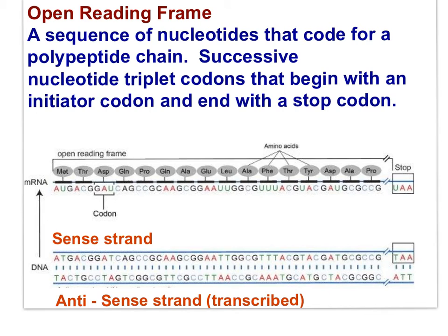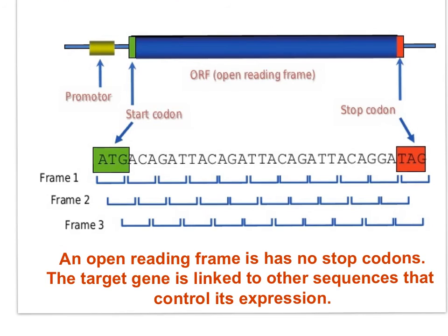Open reading frames constitute the target gene in the building of transgenic organisms. Scientists hunt for genes by looking for long stretches of DNA without stop codons. The exact codons of a gene may not be known, but a long stretch of DNA with no stop codons would be an open reading frame within which there may be a gene.